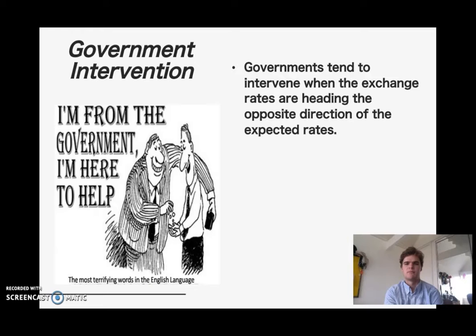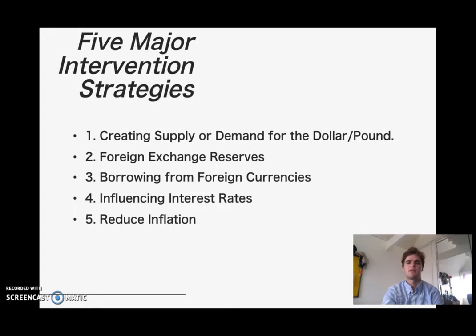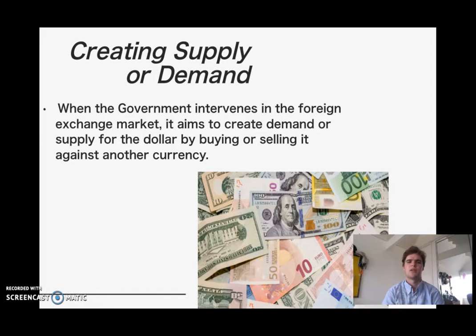Government intervention. Governments tend to intervene when the exchange rates are heading in the opposite direction of the expected rates. There are 5 major intervention strategies. 1. Creating supply or demand for the dollar or pound. 2. Foreign exchange reserves. 3. Borrowing from foreign currencies. 4. Influencing interest rates. 5. Reducing inflation.